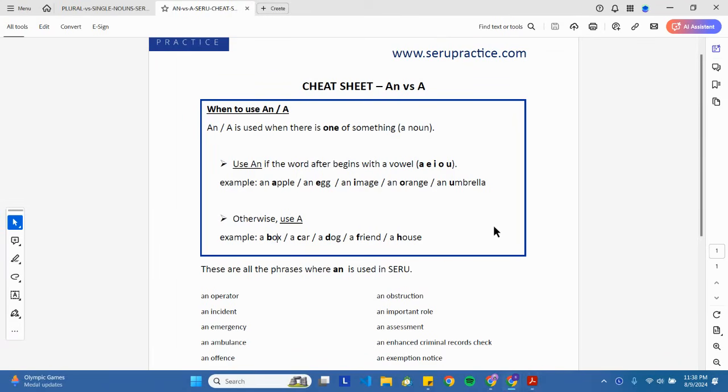The rule states that if the word is starting with a vowel A, E, I, O or U, then before the word itself we use an. If the word is starting with a consonant like box or car or dog or friend or house, then we use the letter A before the word.